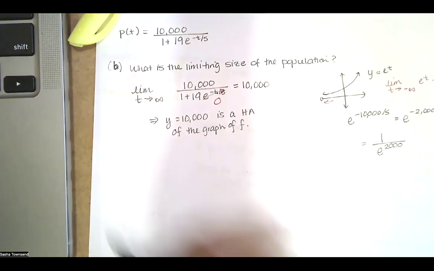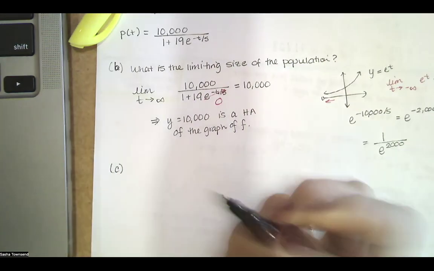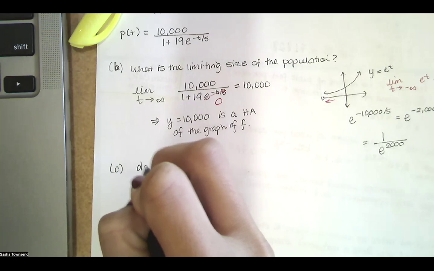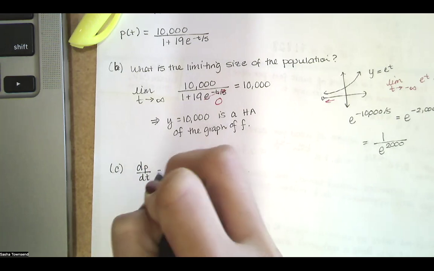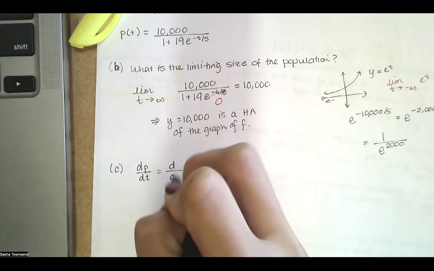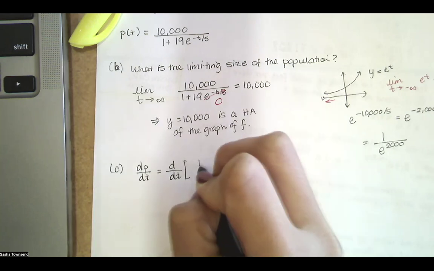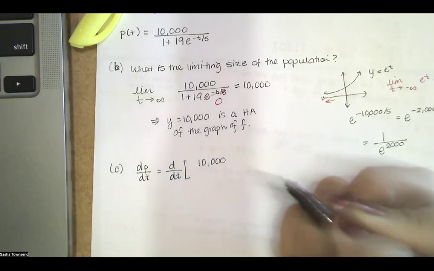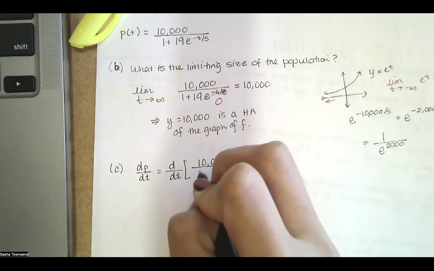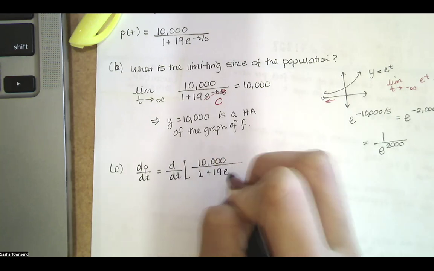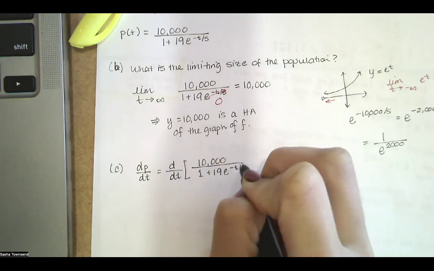That was actually part B. So part C asks us for rates of change. So we're taking the derivative with respect to t of p. And our equation for that population of fish in the lake as a function of time is this equation.